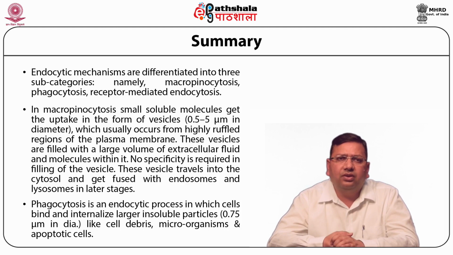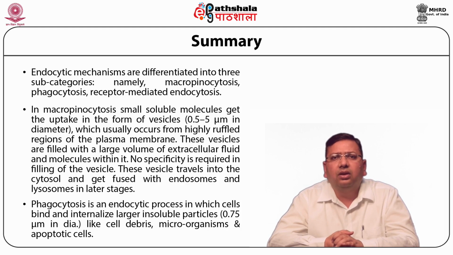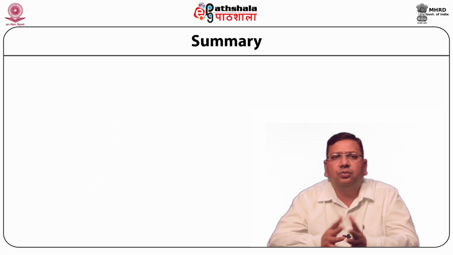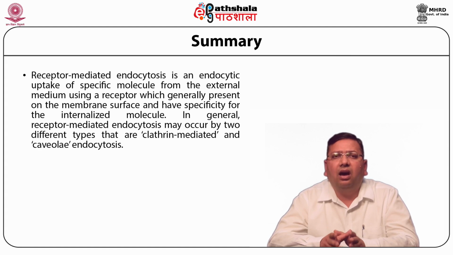The second mechanism is known as phagocytosis, in which cells bind and internalize large insoluble particles of size greater than 0.75 micrometer in diameter, and generally cell debris, microorganisms, and apoptotic cells are utilized in phagocytosis.